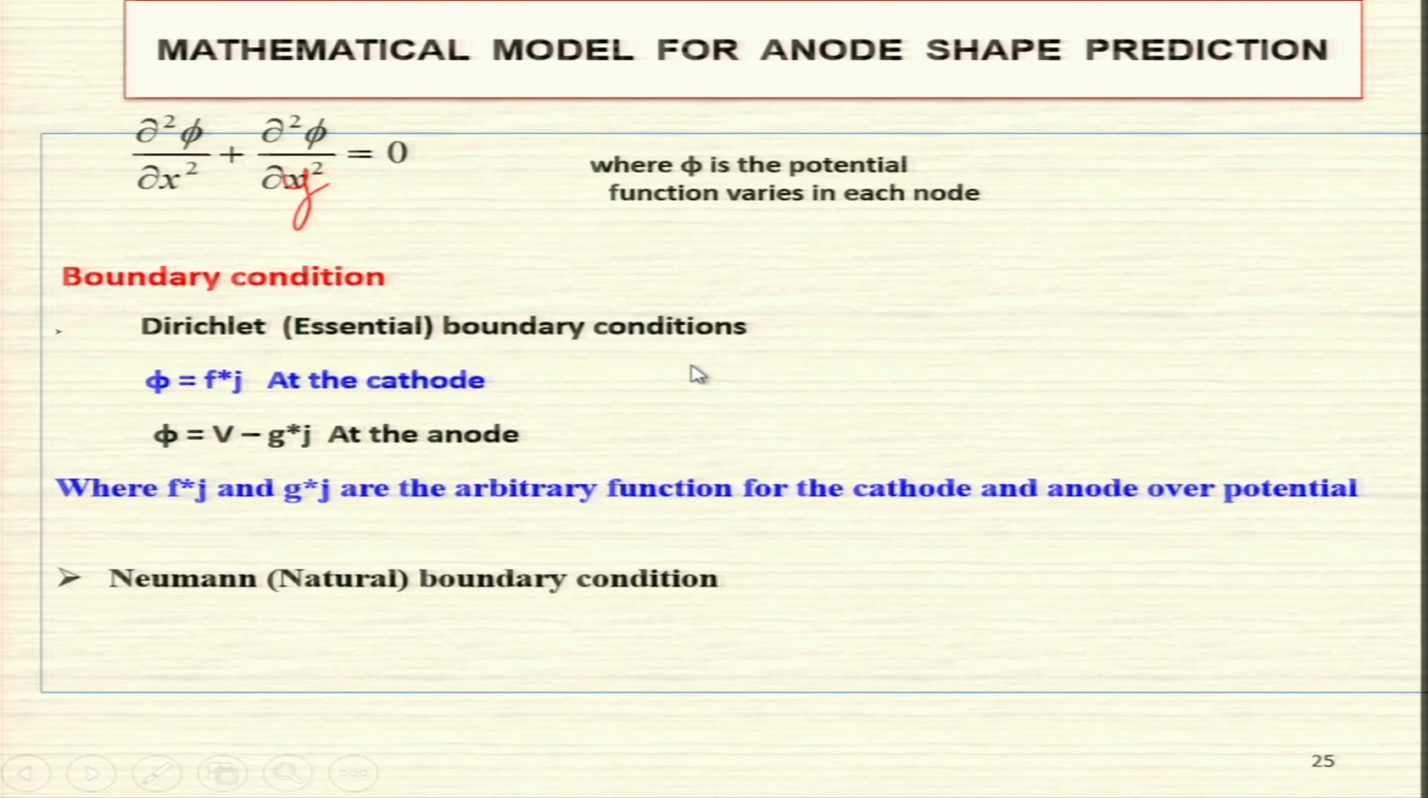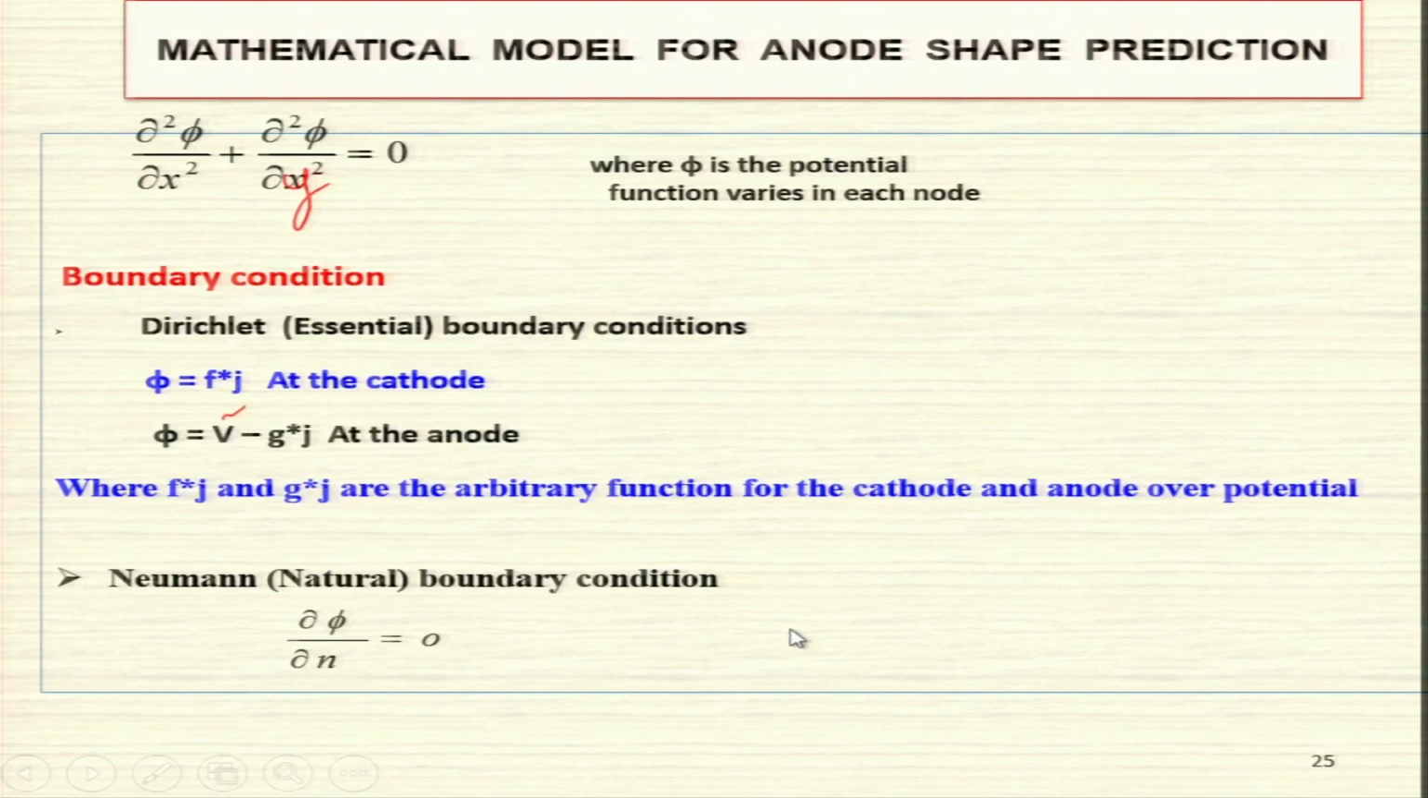Dirichlet essential boundary condition, and here you have it at the cathode, and this is for the anode, where f star j and g star j, given over here, are the arbitrary functions of the cathode and anode over potential, because the potential that you are applying is V, but over potential is there. So effective potential really becomes V minus over potential. This comes as over potential over here.